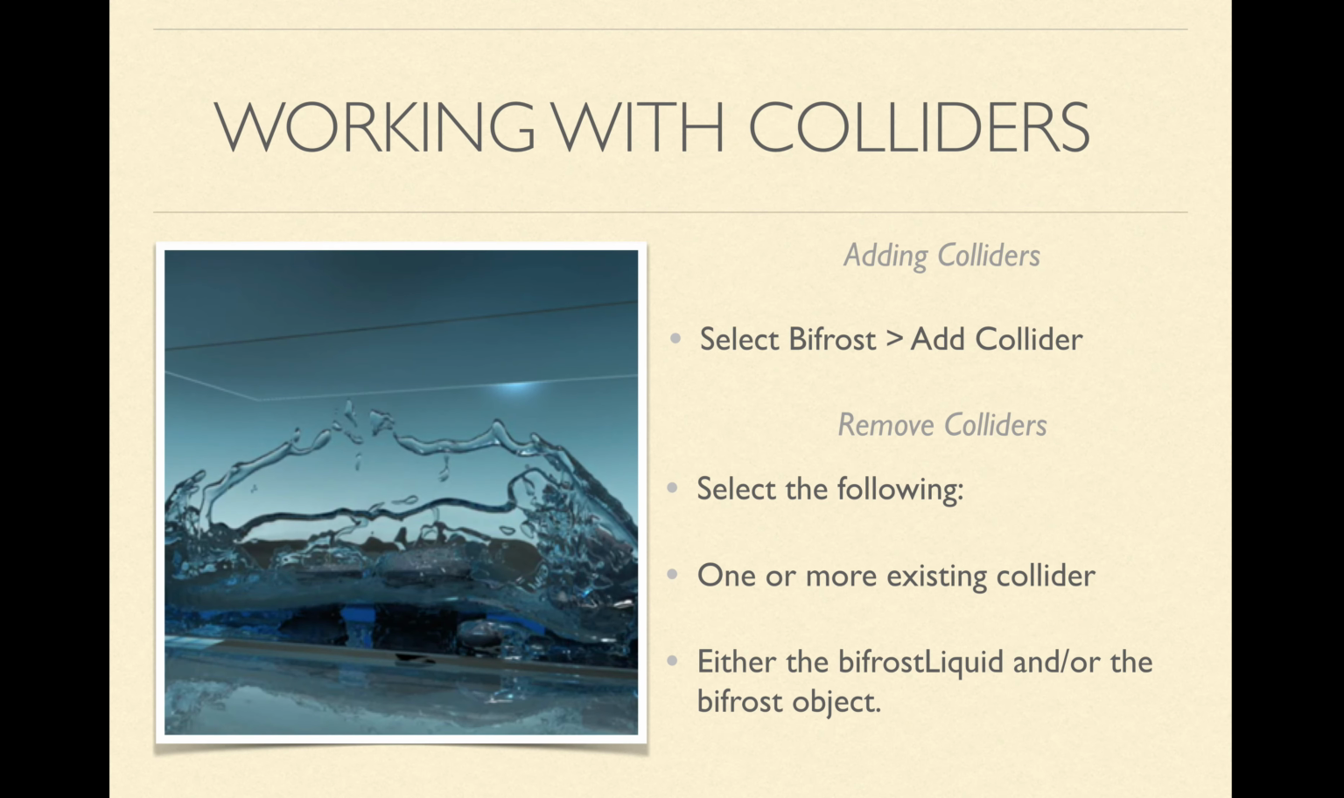So yeah, we spoke about this. So working with colliders, we talked about you select the Bifrost and add collider, but don't forget that you have to select what you want to collide, then the emitter, and then add collider. And the same goes for remove collider. If you want to remove a collider, I could just go ahead and select that plane we created and go to Bifrost under remove and just choose collider.